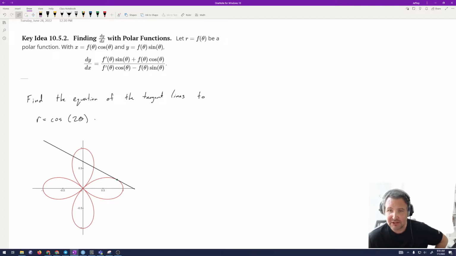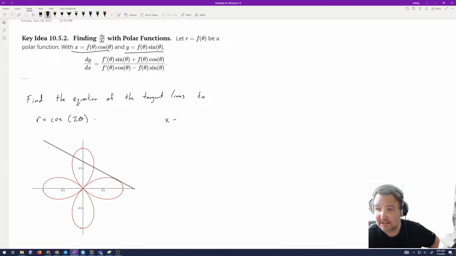But at any particular theta, how do we know what the tangent line is? Well, let's first find the slope. So in our particular problem here, we have our graph r equals cosine 2 theta. Now above, we need to unravel what this means, right? What is x and what is y?